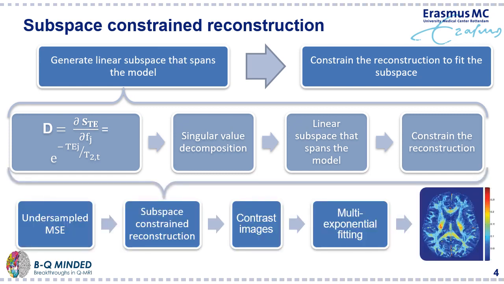So, looking at the overall picture, we do a fast undersampled scan, use the proposed technique to reconstruct contrast images, and then use the conventional multi-exponential fitting to get the myelin water fraction maps.